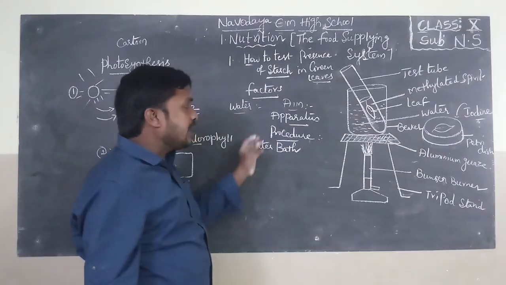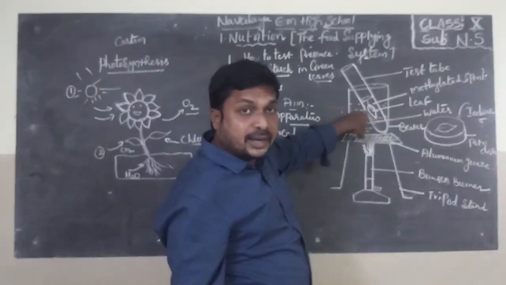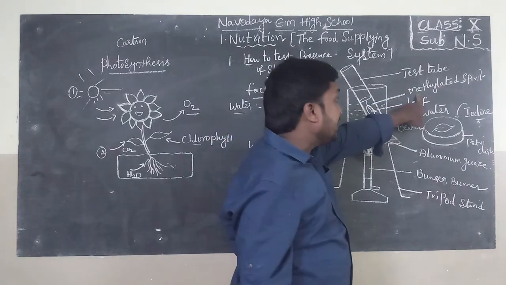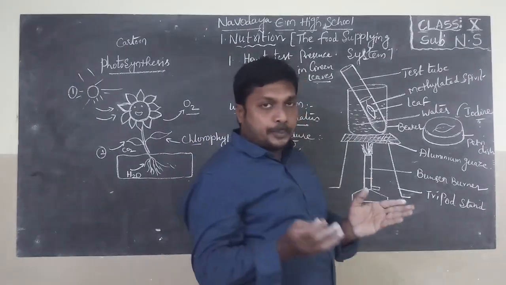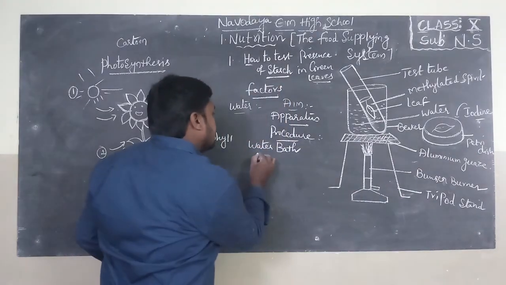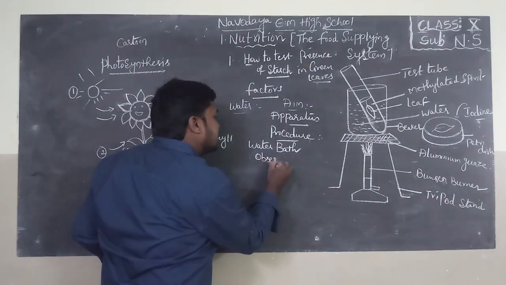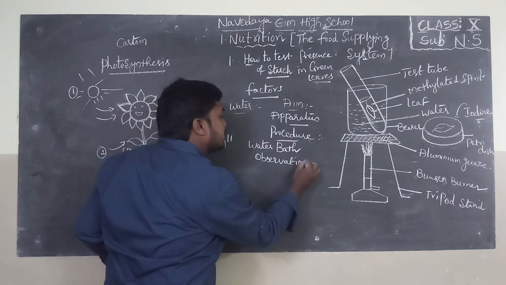Very simple procedure. Take a soft and thin leaf in a test tube which contains methylated spirit. Now boil the test tube under water bath. So procedure over. Next side thing is observation. What is the observation?